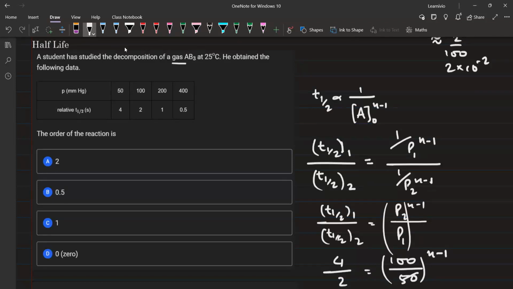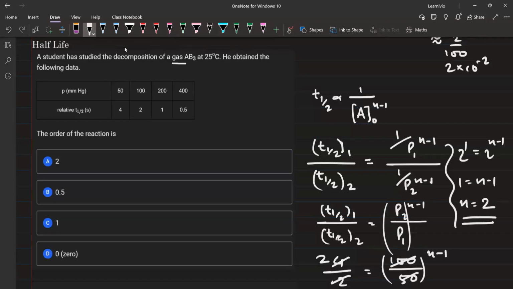So 2s are and here we have 2. It is equal to 2 to the power n minus 1. So 2 to the power 1 is equal to 2 to the power n minus 1. That means I can say 1 is equal to n minus 1, and n will be equal to, 1 will go that side, it will become 2. So n is equal to 2. So the order of the reaction is equal to 2. Yes, correct. Please copy this down.